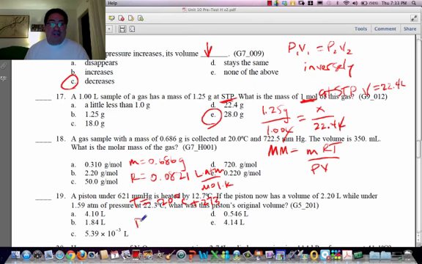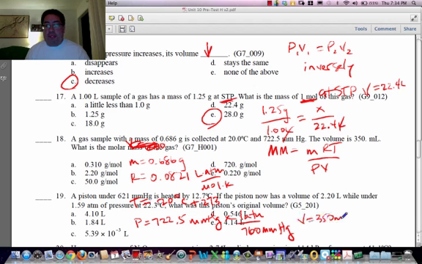Sorry. And the pressure is 722.5 millimeters of mercury. We have to convert this to atmospheres, so 1 atm over 760 millimeters of mercury. And then the volume is 350 milliliters.